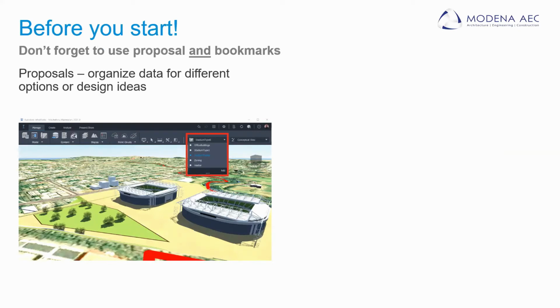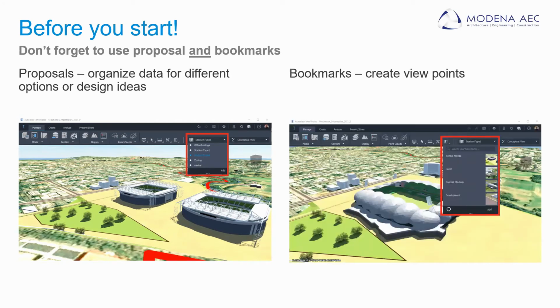Then proposals and bookmarks. These are other systems that are extremely important when using Infraworks. Proposals are used to organize your model into different design options, whereas bookmarks are your points of interest. When clicking on a bookmark, it will zoom you directly to a view that you have saved to enable easier movement through your model.